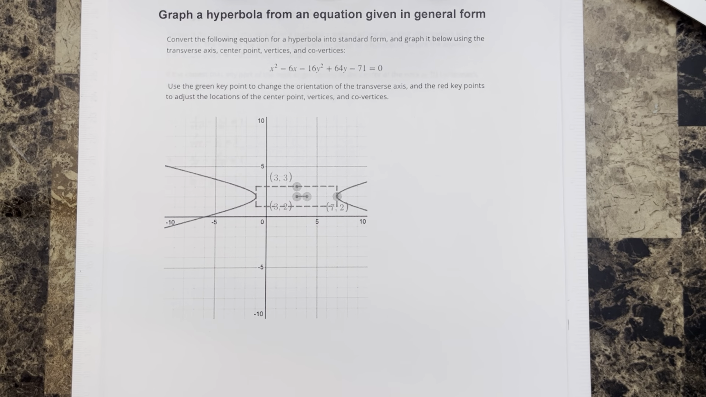In this video, we're going to graph a hyperbola from an equation given in general form. It says convert the following equation for a hyperbola into standard form and graph it below using the transverse axis, center point, vertices, and co-vertices. They give you x squared minus 6x minus 16y squared plus 64y minus 71 equals 0.